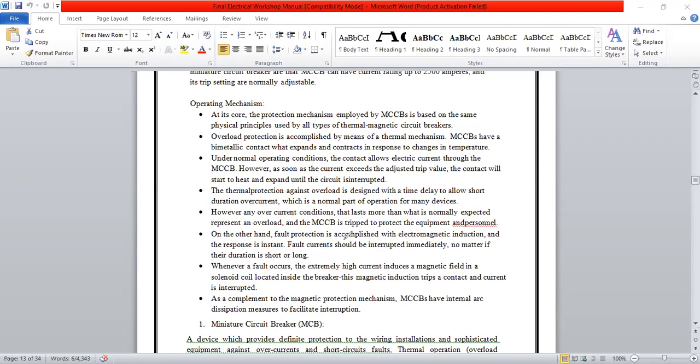Okay, see, this MCCB can be used for the protection of these types of fault also. That is, fault protection can be accomplished with electromagnetic induction and the response is instant. Fault current should be interrupted.